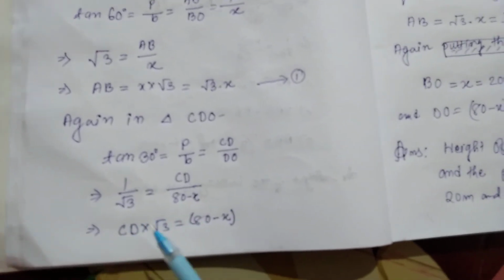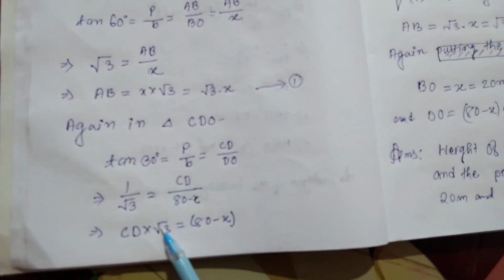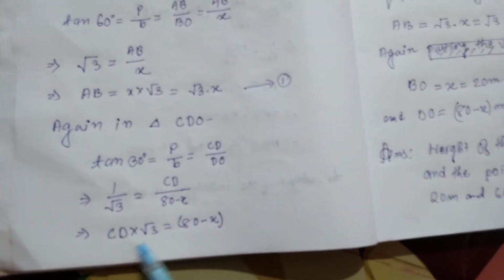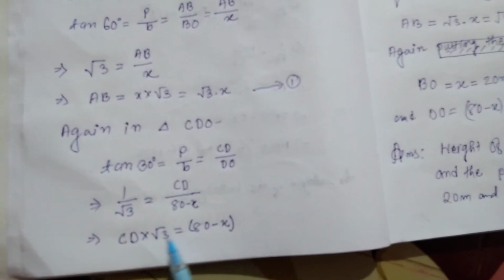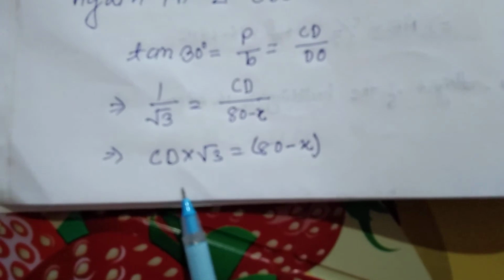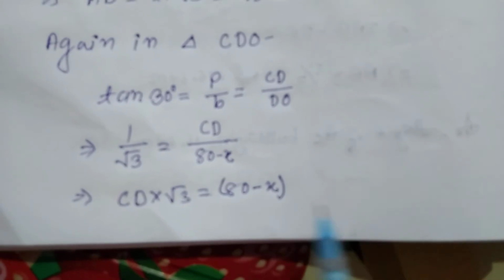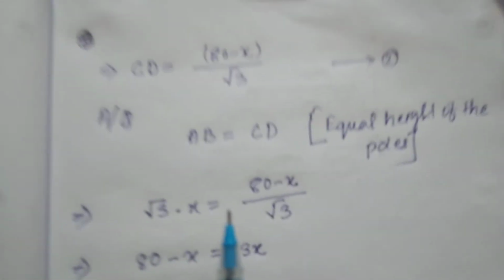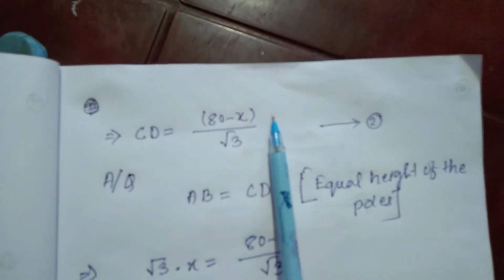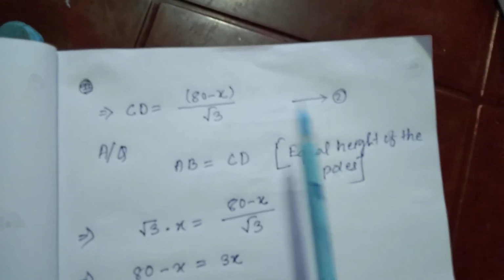Now do the cross multiplication. Then root over 3 into CD, that is CD into root over 3, equals 1 into 80 minus x. Now after cross multiplication, this root 3 is multiplied on the left side, and if we take it to the other side, it will be divided. So CD equals 80 minus x by root over 3. This is equation 2. Now step 1 and step 2 are both finished.